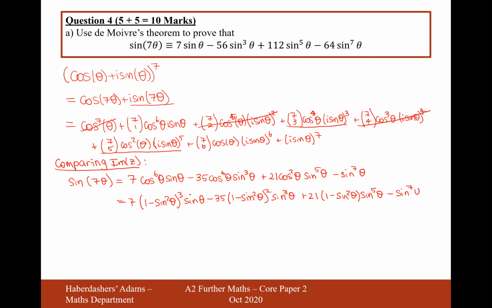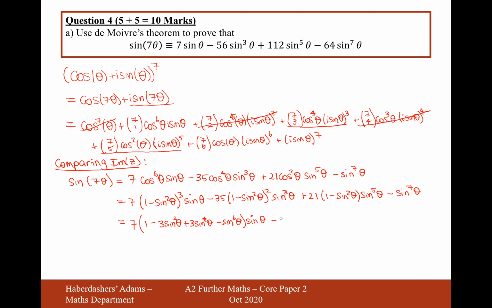And now when we expand this, we're going to get 7 brackets, so we'll do some binomial expansion on this bit as well. So it's going to be 1 minus 3 sin squared theta plus 3 sin to the power of 4 theta minus sin to the power of 6 theta, times sin theta.